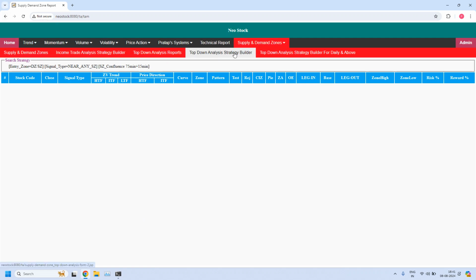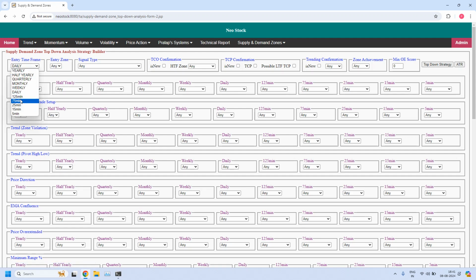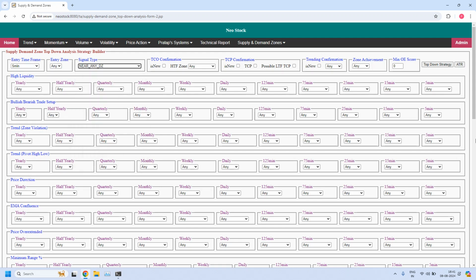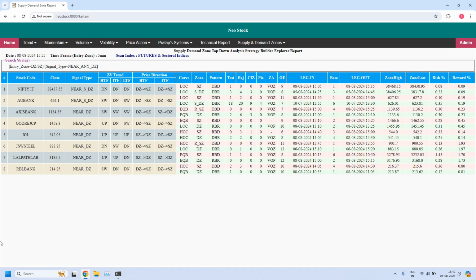Okay, the next report is next time frame is 5 minutes, and let us find the stocks near 5 minutes demand zone. 8 stocks are filtered. Out of these 8, how many are having confluence with 15 minutes demand zone? Let us verify.